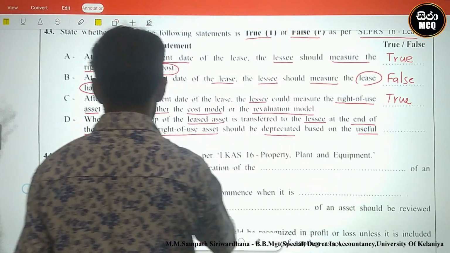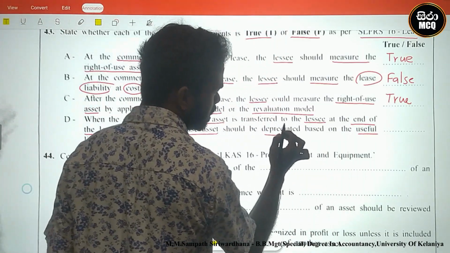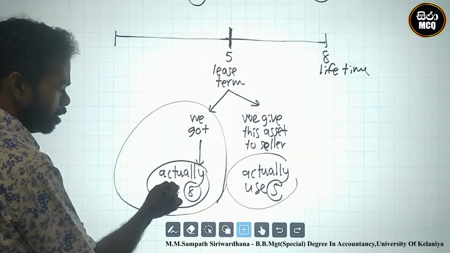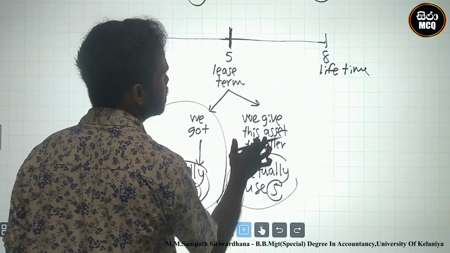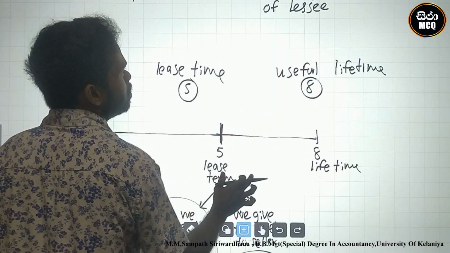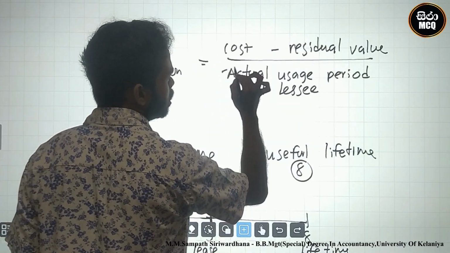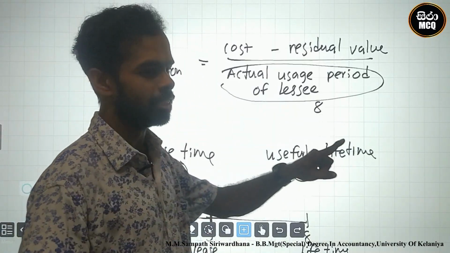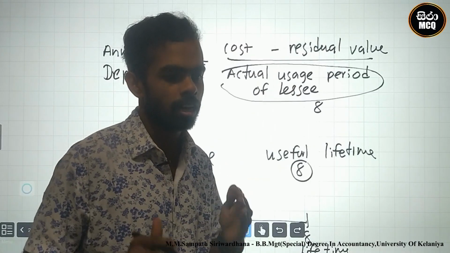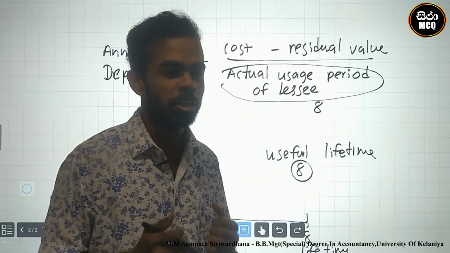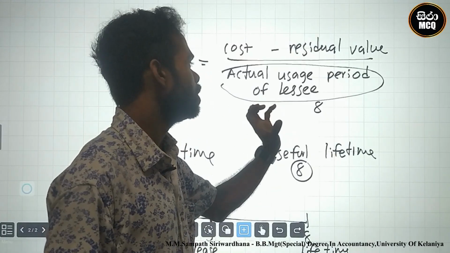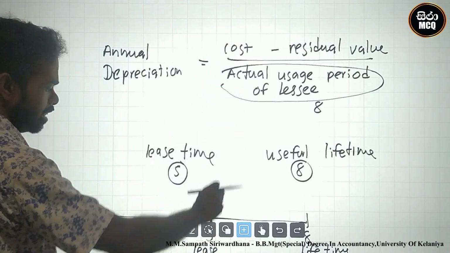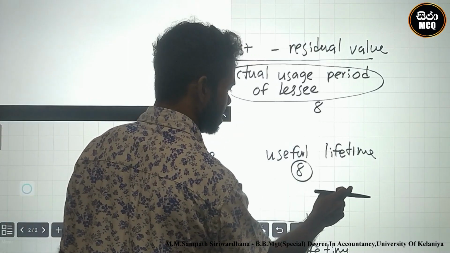Okay, at the end of the lease term, the right of use asset should be depreciated based on the useful lifetime of the asset. Yes, correct. Actual usage is 8 years. 8 years means useful lifetime is the actual usage period. We depreciate this asset in 8 years. Why? We actually use 8 years. Why? After the lease term, we got this asset. Therefore we divide this asset over 8 years. Therefore this statement is correct.